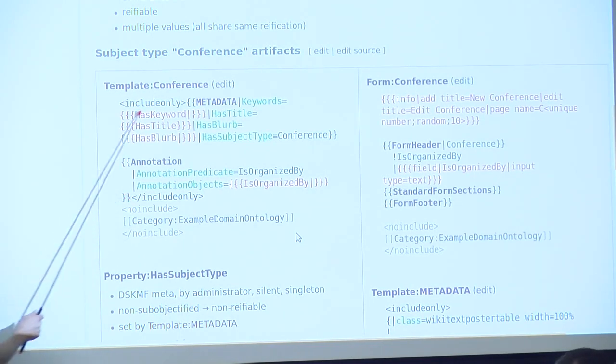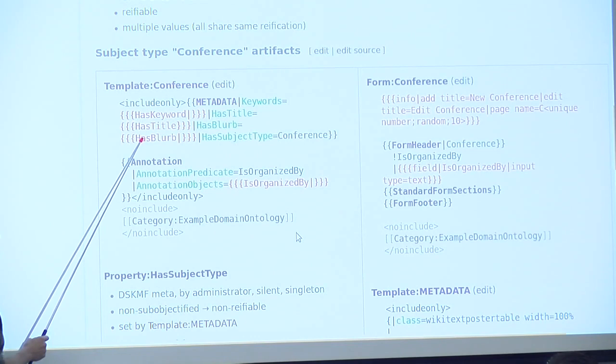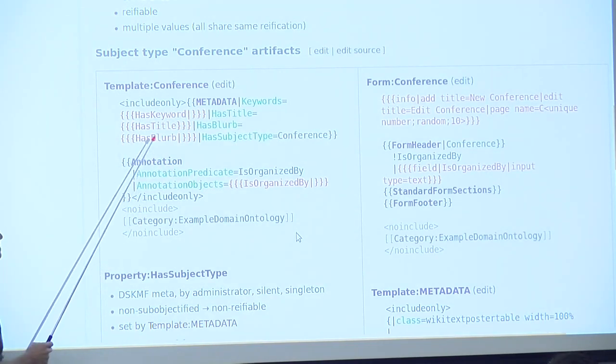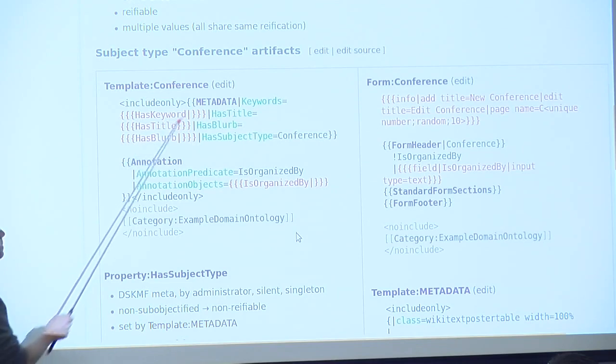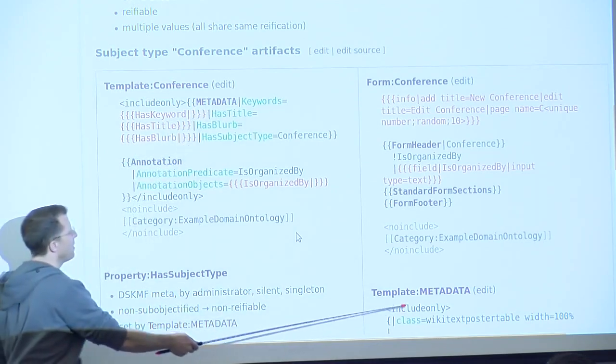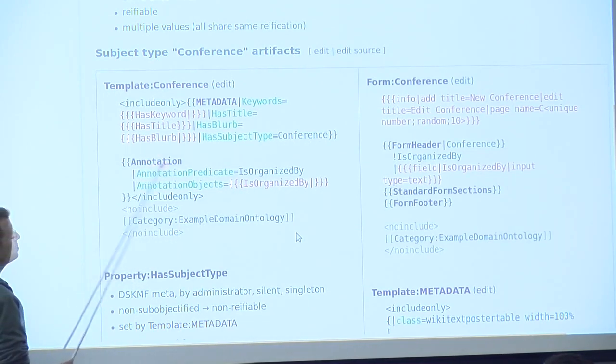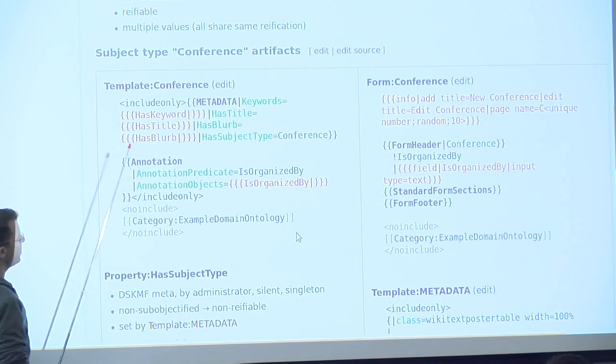Okay, so these three template fields that are passed from the instantiation, we move on to metadata. We get there afterwards. The others, for example, is organized by, goes into the annotation template.